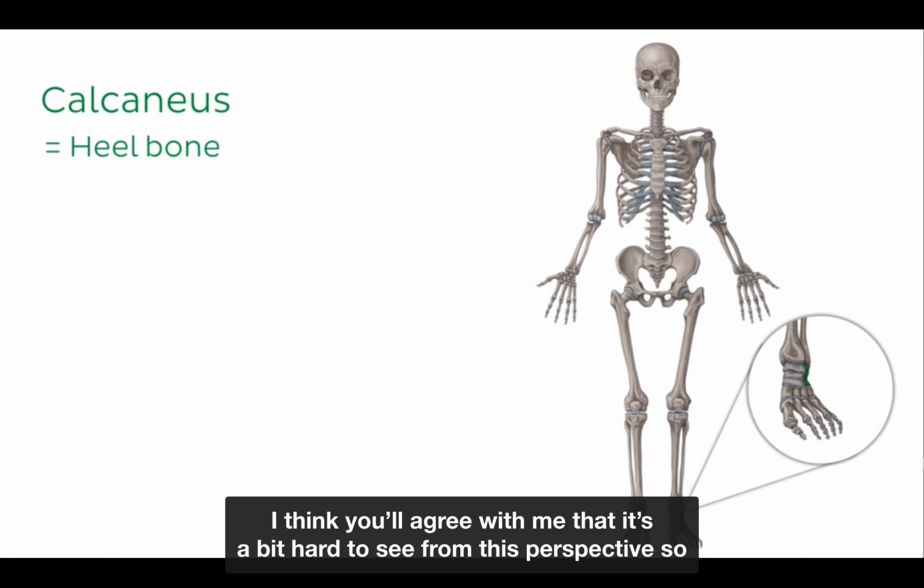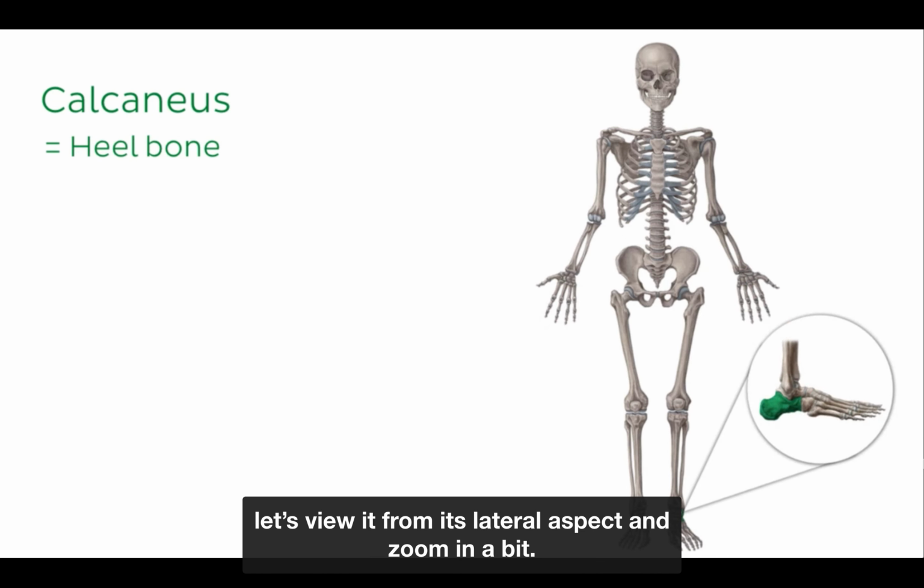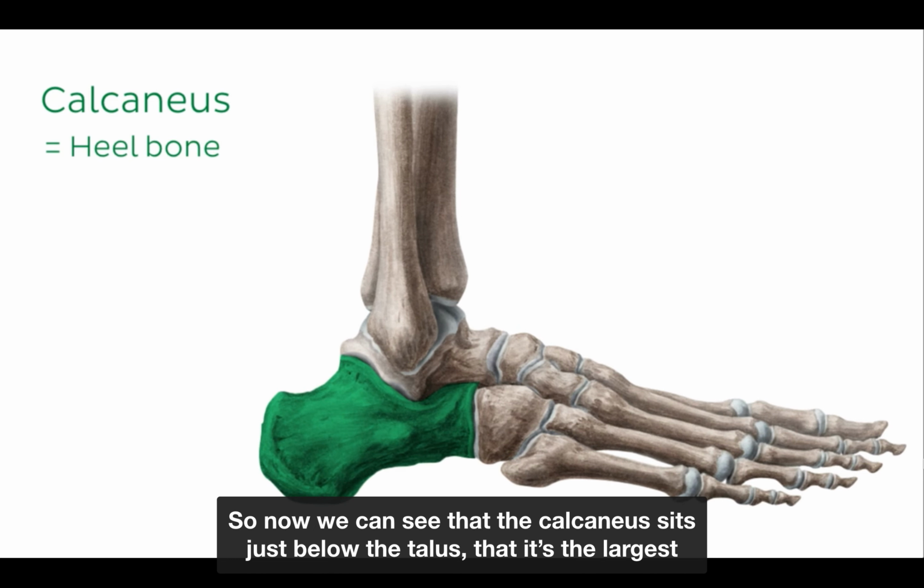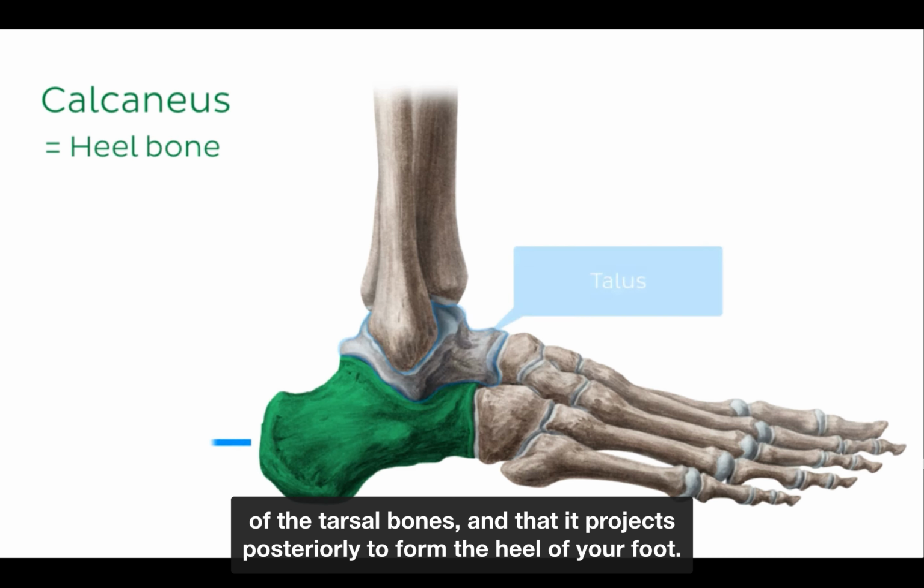I think you'll agree with me that it's a bit hard to see from this perspective, so let's view it from its lateral aspect and zoom in a bit. So now we can see that the calcaneus sits just below the talus, that it's the largest of the tarsal bones, and that it projects posteriorly to form the heel of your foot.